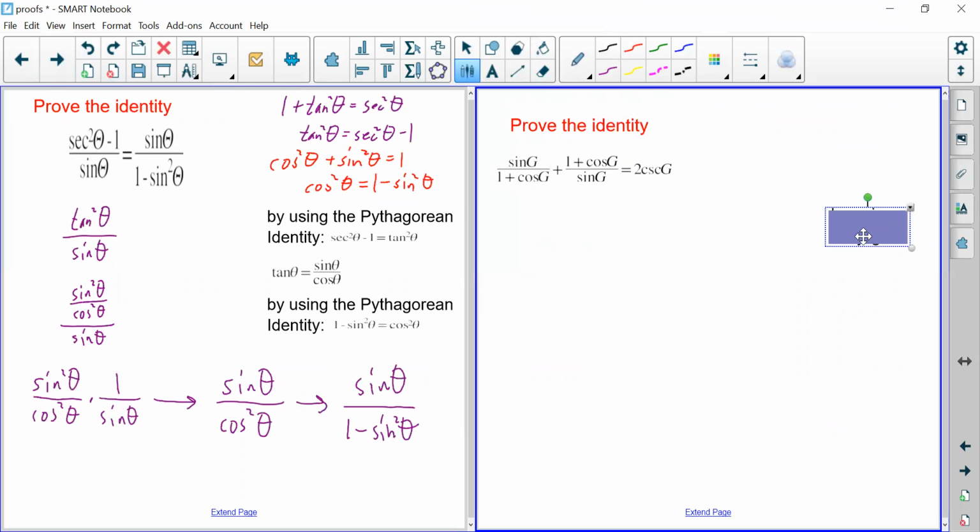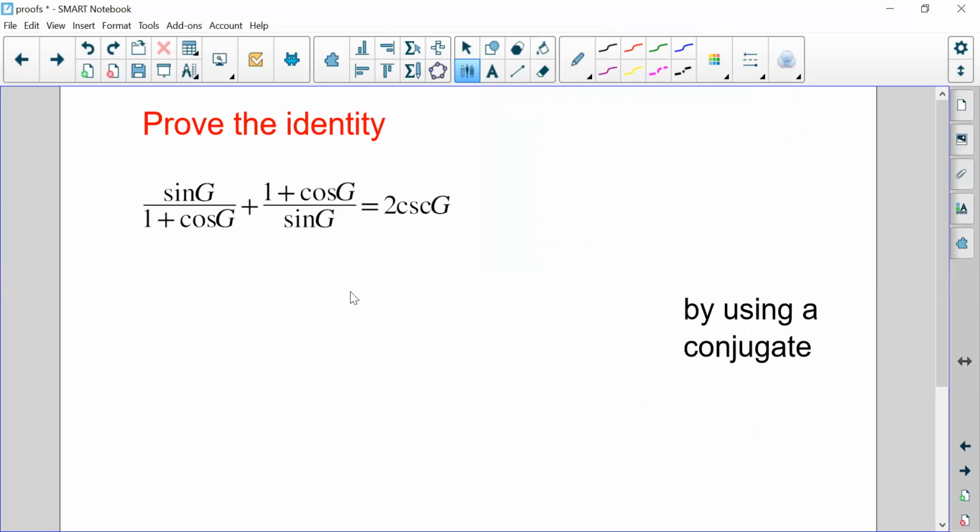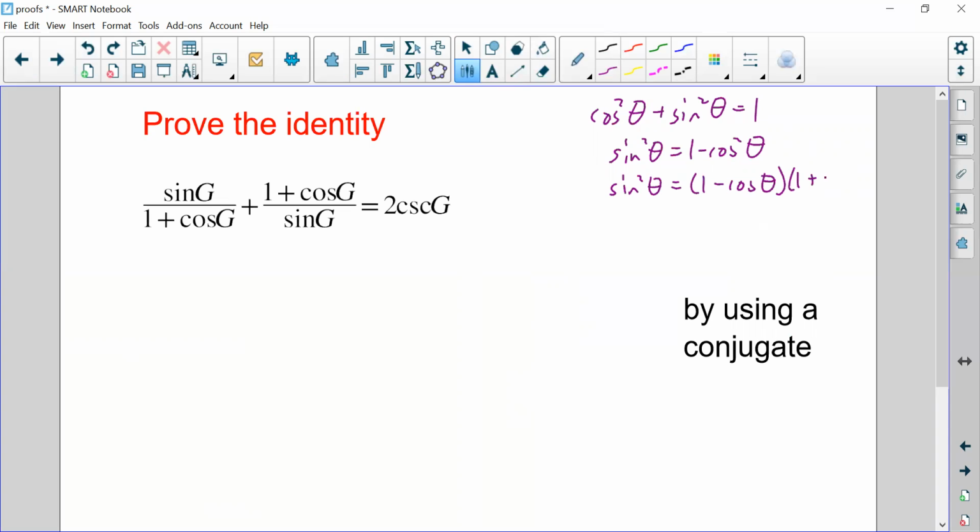Last one, and here we are in for a new strategy. It's called the conjugate. Proving something by the conjugate. All right, so let's start again, this is the last one. If I subtract cosine squared on both sides, please recognize that what you got there is a difference of squares. And difference of squares are always factorable. That would factor into 1 minus cosine times 1 plus cosine.